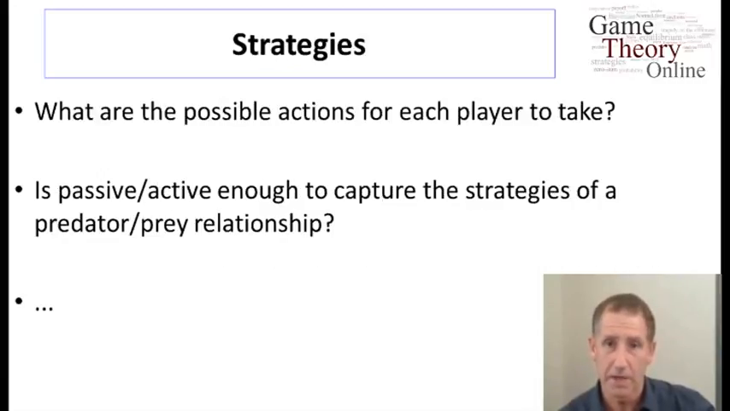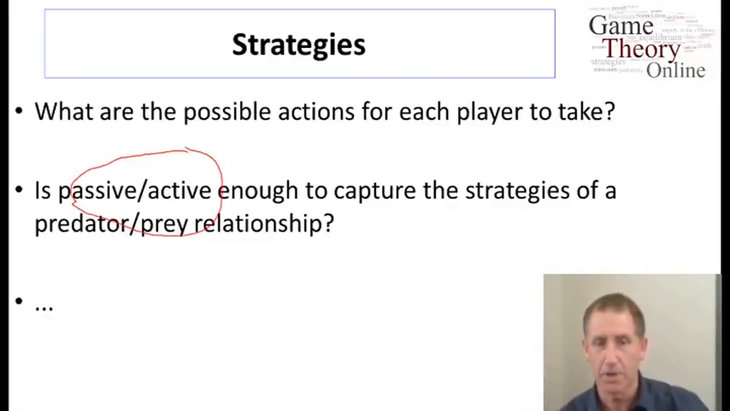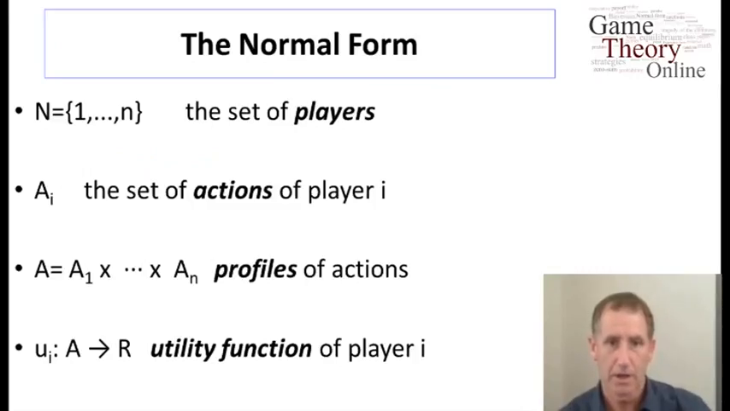Once we do this, we need to decide what strategies are available to them. Every model captures some information, not others. So, for example, is speaking about active versus passive enough to capture everything we want about the relation between predators and prey? Well, it's up to us what we want to model. And the same goes for all other elements of modeling.